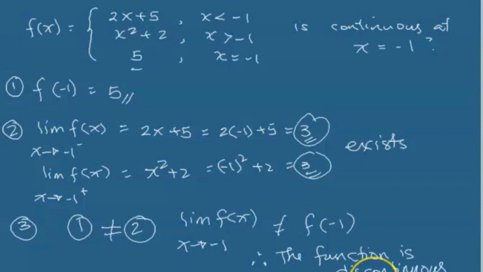What does it mean for the graph? It means that there is a hole, probably something like that. Okay? So the limit exists, but it's just not continuous at x equal to negative 1.